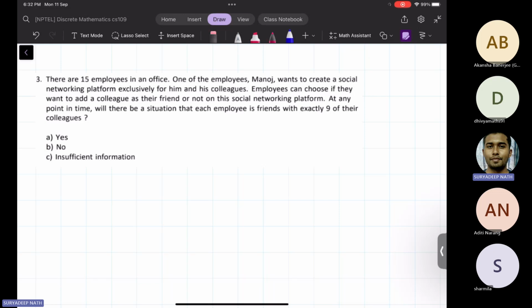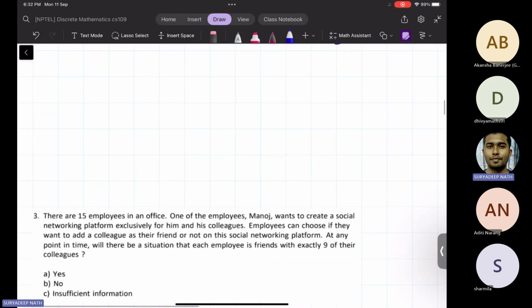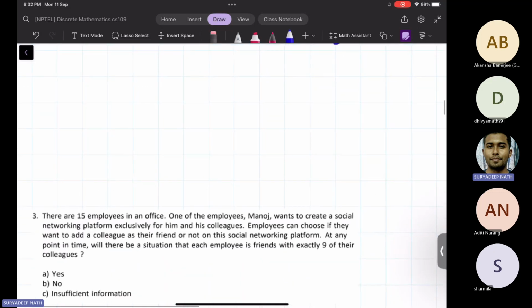Is it possible? Okay, someone is asking whether a circuit always contains a cycle. Yeah, the right answer is this: a circuit always contains a cycle. Just like a trail always contains a path, a circuit always contains a cycle.